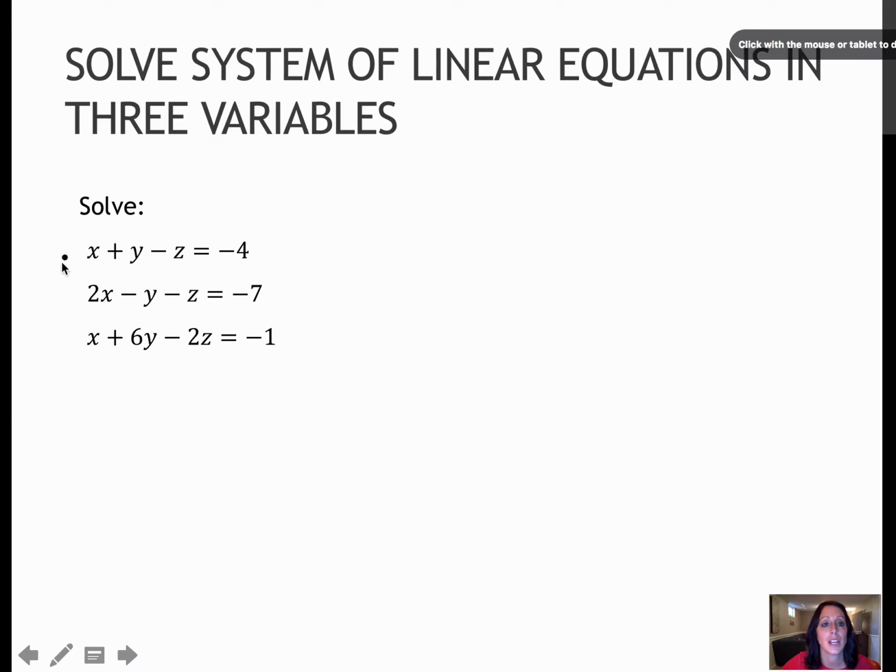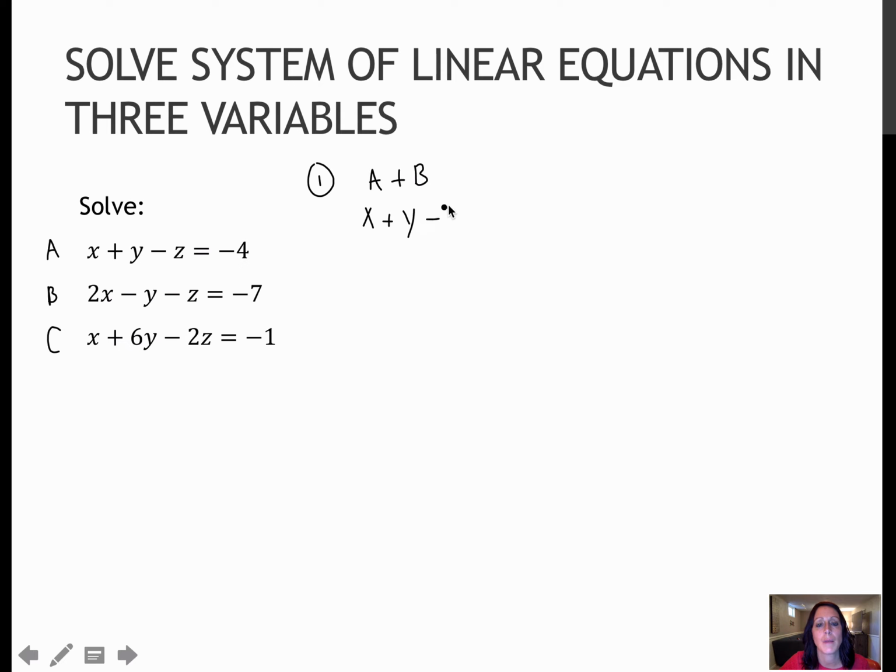I've got my three equations, A, B, C. I'm going to try to get rid of one variable. Looking at this, I can see that it would be very easy to get rid of y, because these two would eliminate just by adding the equations together. It would also be fairly easy to get rid of z, but I'm going to get rid of y. That's my choice. So the first thing I'm going to do is take A plus B. I'm going to add those two equations together.